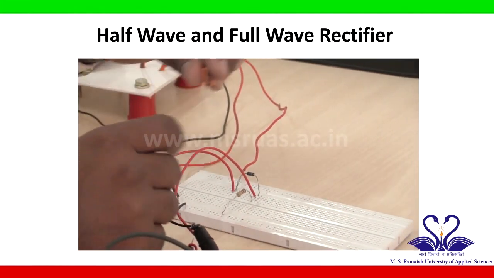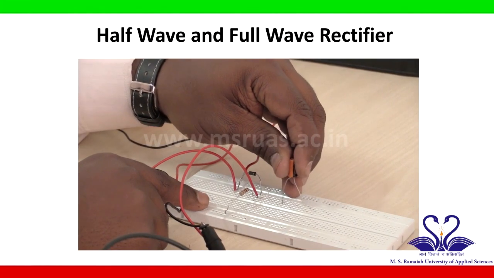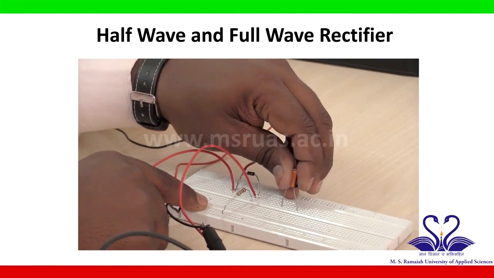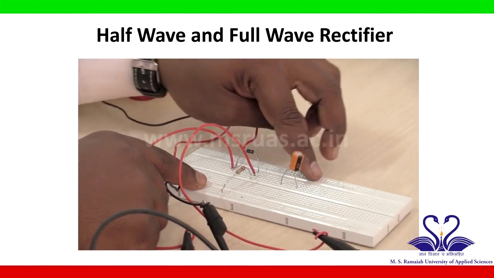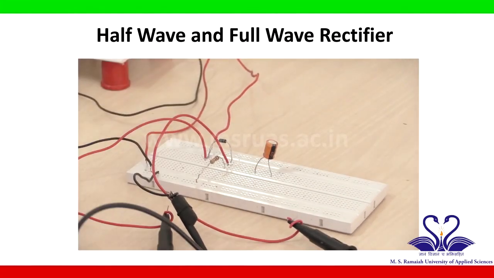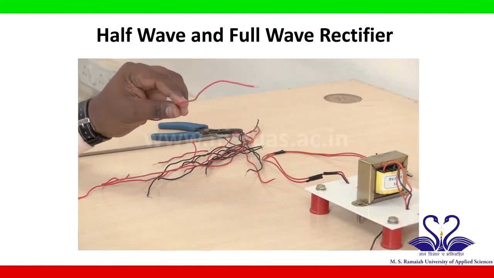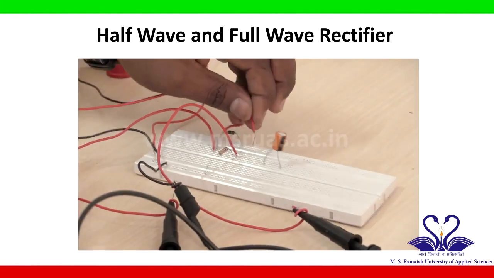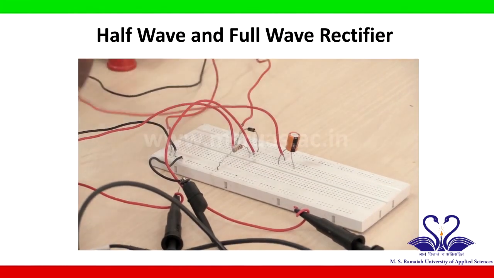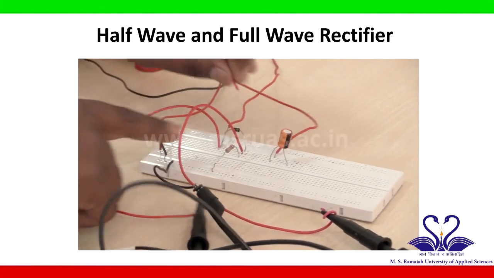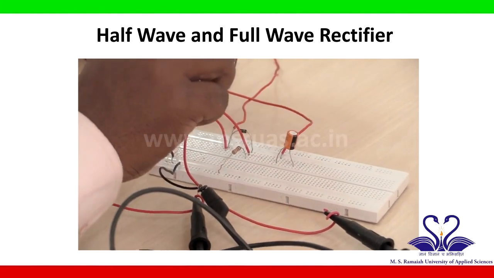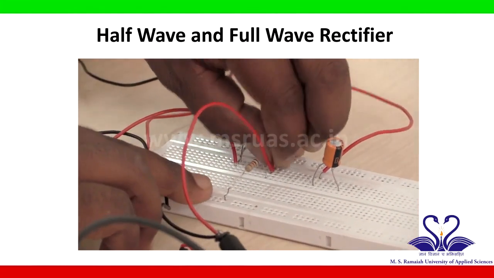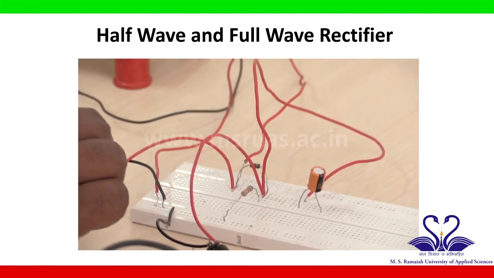So I will take this capacitor, I will connect somewhere in the breadboard. So this is the positive of the capacitor and this is the negative of the capacitor. To make a connection, I will take some connecting wires. Take the positive of the capacitor, connect to the resistor one end, and take one more connecting wire.